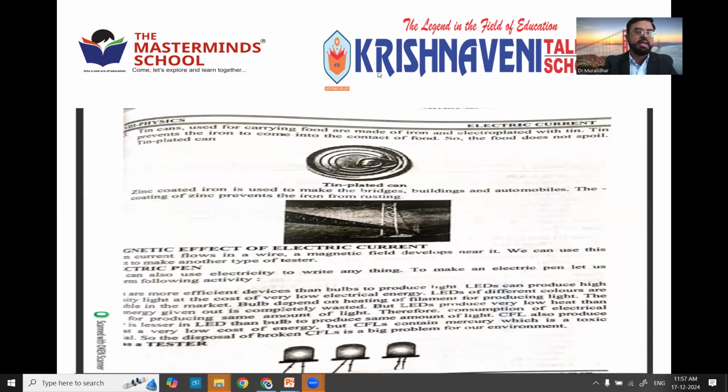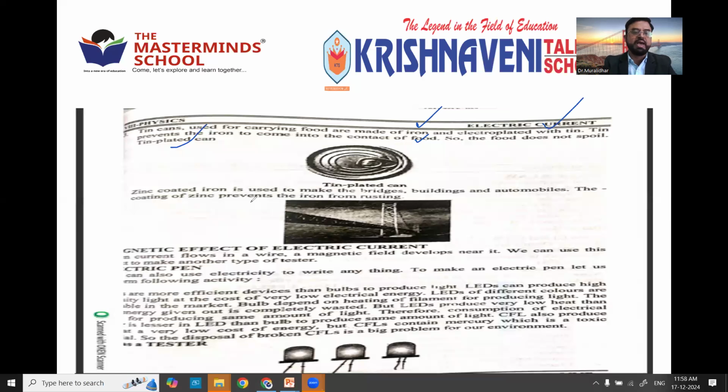So tin cans used for carrying food are made up of iron and electroplated with tin. Tin prevents the iron from coming into contact with the food, so the food does not spoil. Tin plated can. Okay.